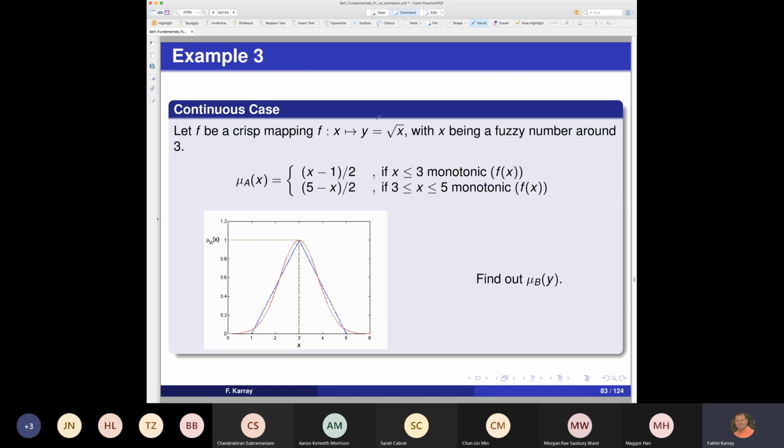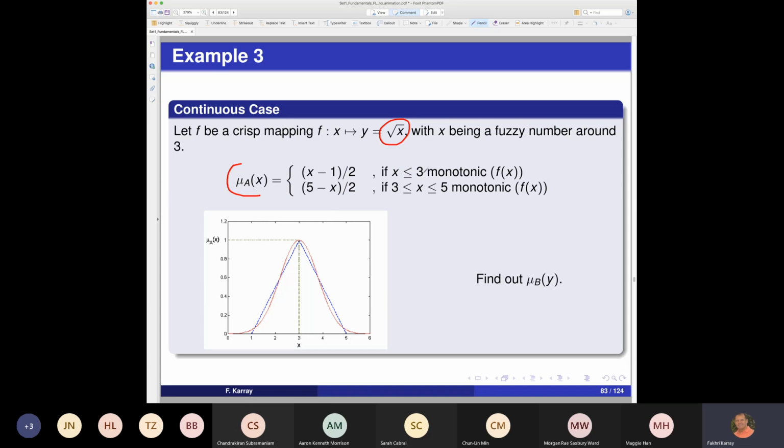Now we are going to utilize a crisp mapping. The crisp mapping is square root of x. So y is equal to square root of x, with x being a fuzzy number around 3. We are going to represent the membership function of mu A of x as (x minus 1) divided by 2, and (5 minus x) divided by 2, in this particular representation.